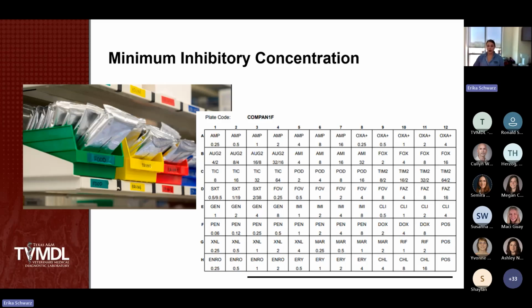I do want to mention at this time, we don't have plates for fungi or yeast, and there are currently no approved breakpoints for use in veterinary medicine. But drawing your attention back to the diagram, this is an example of one of our companion animal plates.